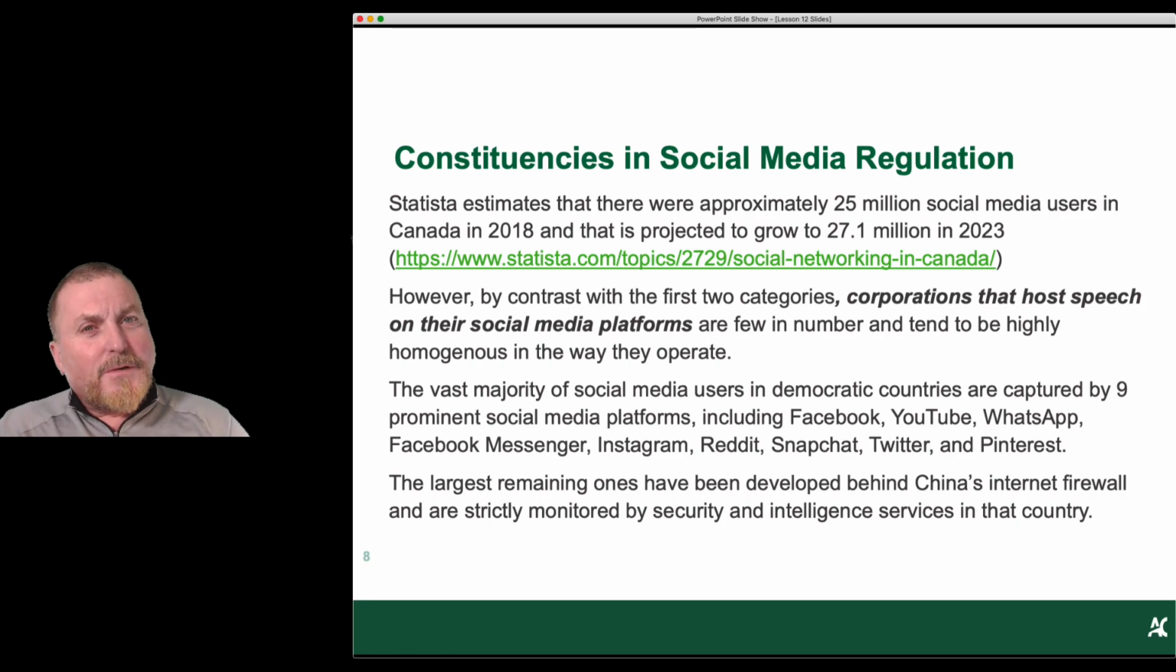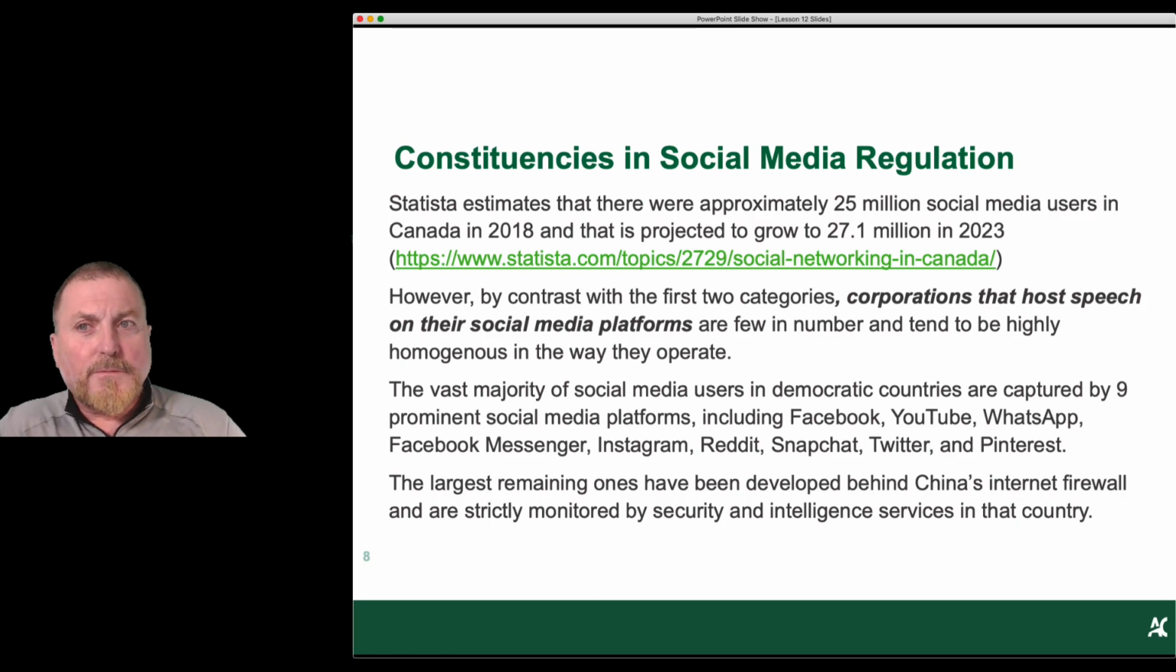By contrast with these first two sort of possible targets of regulation, corporations that host speech on their social media platforms are few in number and tend to be highly homogeneous in the way they operate. That makes them clearly the target for most government regulation, right? Not the first two categories of actors.